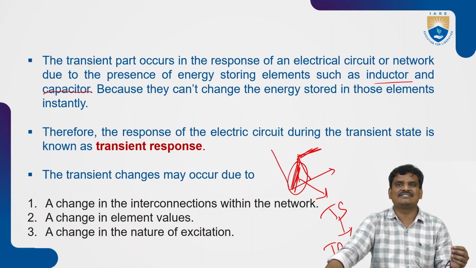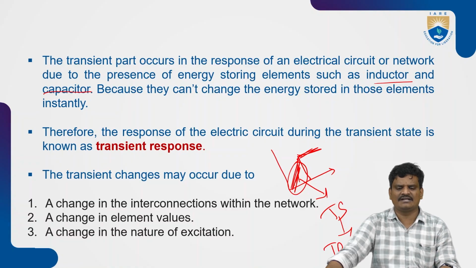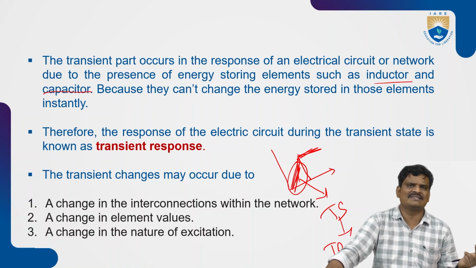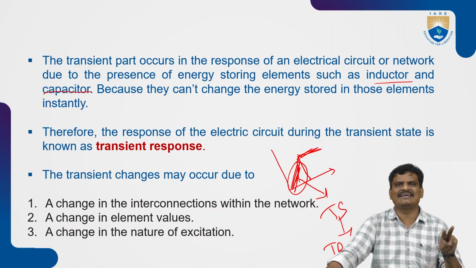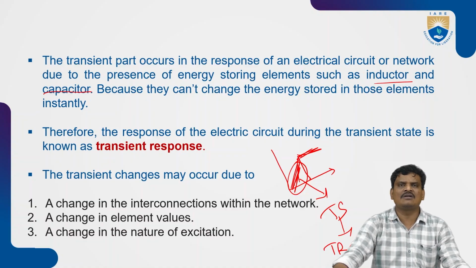The transient changes may occur due to the presence of energy storage elements, due to a change in the interconnections within a network, due to a change in the element values, or due to a change in the nature of an excitation. There are different types of excitation where you can excite a circuit: you can give AC excitation, DC excitation, or some other excitation. So whenever you change the excitation to that circuit, change the values of the elements connected in a circuit, or replace one element with another in a particular position, changing the position or interconnection of the elements may also lead to a transient response in a particular circuit.